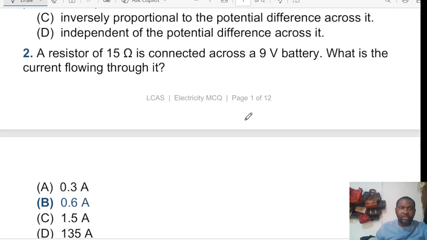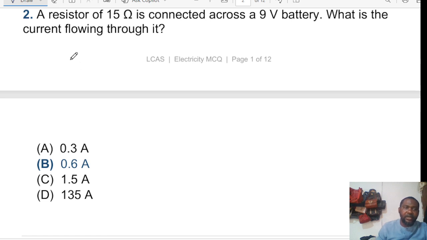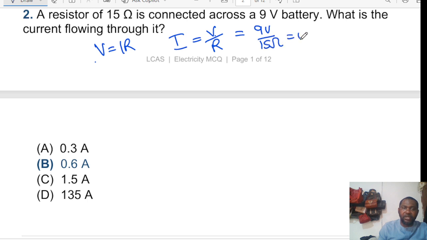Okay, the second question says that a resistor of 15 ohms is connected across a 9 volt battery. What is the current flowing through it? This is a simple Ohm's law question. According to Ohm's law, V equals IR. So if you divide both sides by R, the current is going to be V over R. The V here is 9 volts, the R here is 15 ohms, and that's going to give us 0.6 amperes. So the answer to this question is B.